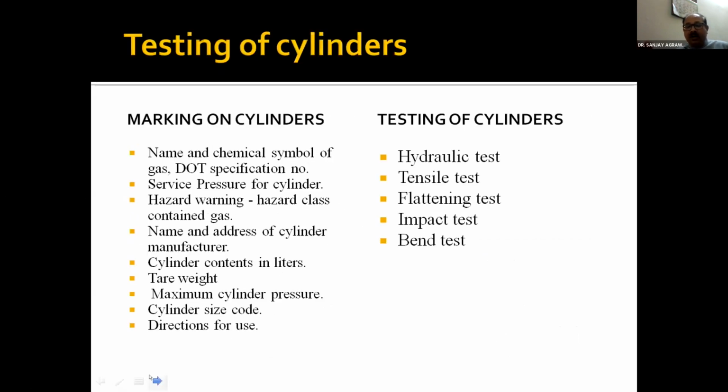Testing of cylinders: we are supposed to know what are the different tests that the cylinders undergo and how frequently these tests are done. The tests which the cylinders commonly undergo are the hydraulic test, the tensile test, the flattening test, the impact test, and the bend test. From a lot, one cylinder of the lot is taken up and checked every 10 years. Either in 5 years or 10 years, ideally they are checked in 10 years, and then these different tests are done for each cylinder to know the structural integrity of the cylinder.